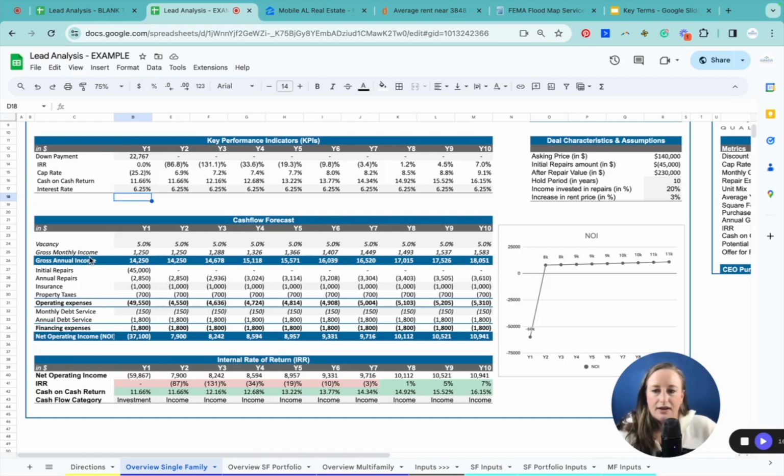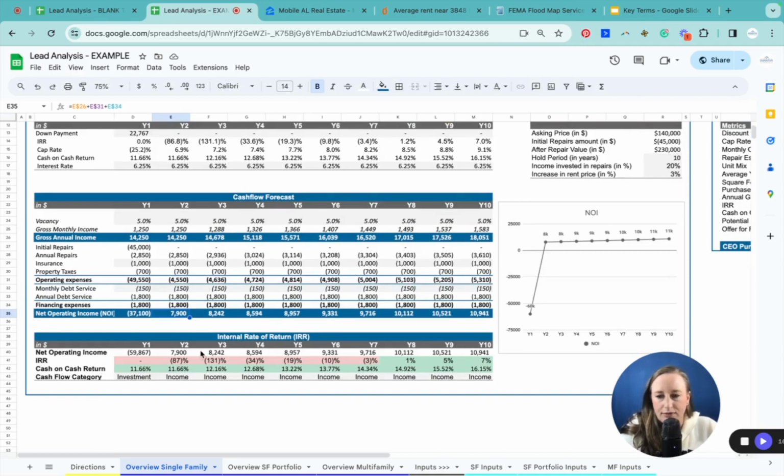So we have our annual income minus all of our expenses, minus our debt service, and that's going to give you your net operating income over time. Obviously, we're in the red in year 1 because we have a big outlay of expenses for the down payment and renovations, but then year 2 and beyond, we have relatively healthy cash flow.